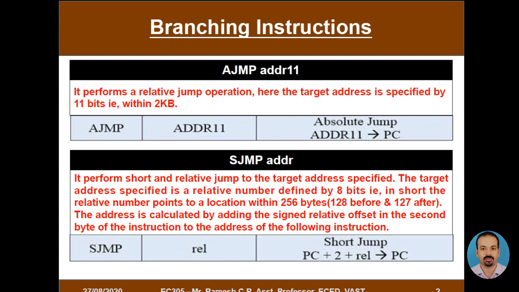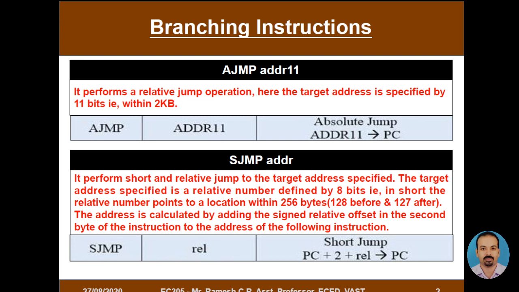Okay, since it is an 11-bit address, the maximum possible distance to which you can transfer your program control is only 2 KB, because 2 raised to 11 gives the maximum memory size of 2 KB. So from the current location, if you need to transfer to a maximum distance of 2 KB, within that particular limit I can make use of this AJMP address 11.